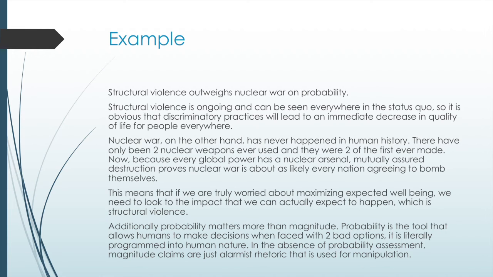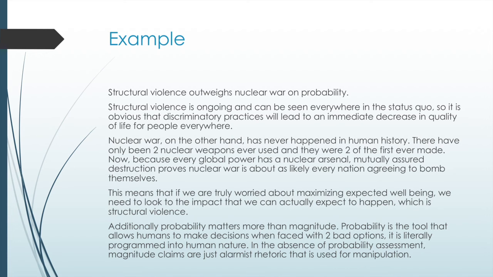And then for step 2 of meta weighing, I said, probability is the tool that allows humans to make decisions when faced with 2 bad options. It is literally programmed into human nature. So that's how I talk up probability. I'm talking more in the abstract as opposed to the specifics of debate, because we're doing a meta discussion as opposed to a direct discussion of the resolution.